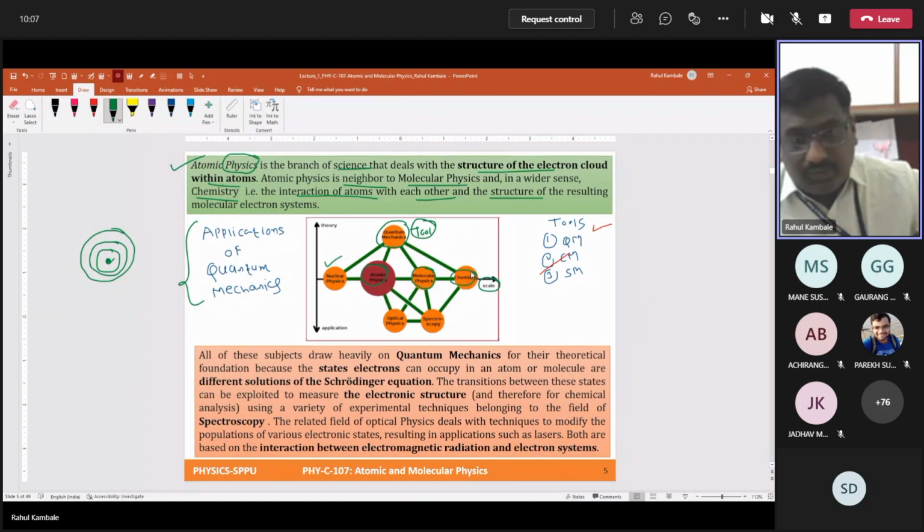Why is chemistry there? Because of how both atoms are going to interact. When two atoms combine together, what type of bonding is involved, and for bonding, chemistry is there. Based on that, you can see that physical chemistry is a separate specialization, 100% based on quantum mechanics, which is our physics.